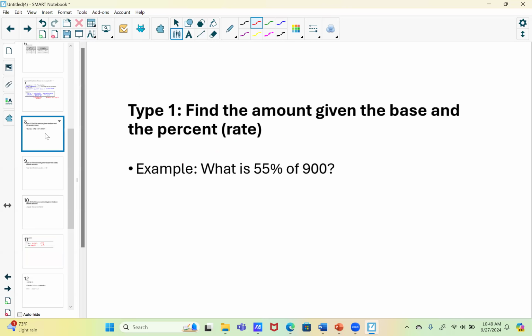So there are three main ways to set up this equation. Again, we're going to use the equation rate times base equals amount. We want to find the amount given the base and the percent. What is 55% of 900? Whenever we're taking the percent of a number, we're multiplying the rate times the base. The percentage is always the rate, but you always have to change it out of a percentage by either moving the decimal or dividing by 100. That gives us 0.55. So my rate is 0.55.